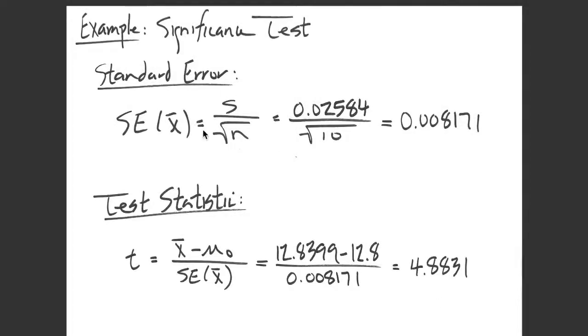The first thing to calculate is the standard error of x bar. So this replaces our sigma of x bar from the central limit theorem. That's S over radical n, and we actually did this calculation before. It's that 0.008171 that we have already seen. The test statistic is our estimate for the z-score for x bar. Since we don't know sigma, we have to estimate using the standard error. So we're using a t-score, x bar minus the mu value over the standard error of x bar. Plug those values in, and you get that 4.8831 that we've already seen. So that's our test statistic.